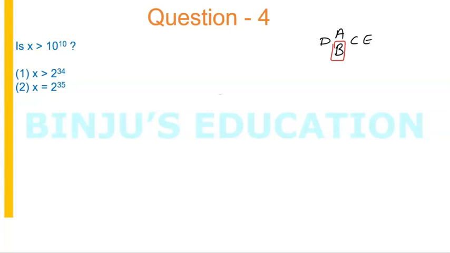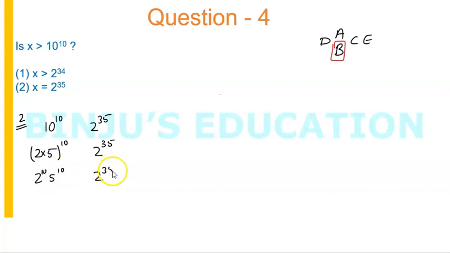I'm going to start with statement number 2 so that you understand how to solve questions like this. I'm going to keep 10 to the power 10 on one side, and 2 to the power 35 on the other side. So this is 2 into 5 to the power 10, and 2 to the power 35. So 2 to the power 10, 5 to the power 10, versus 2 to the power 35. I have basically cancelled out 2 to the power 10 on both sides, because those are equal, so they won't make a difference. This leaves 5 to the power 10 and 2 to the power 25.